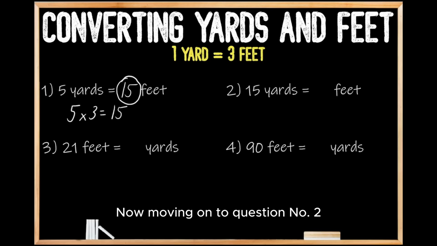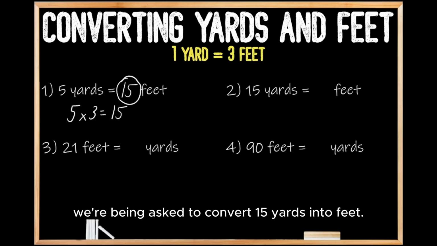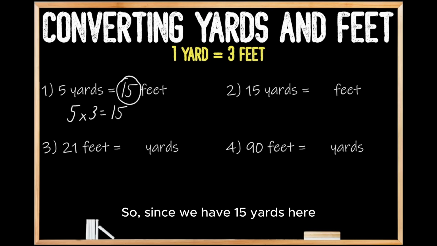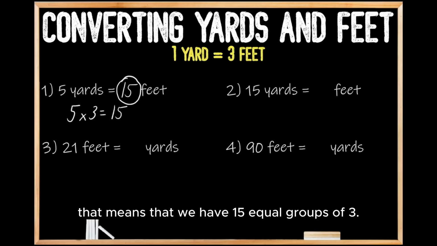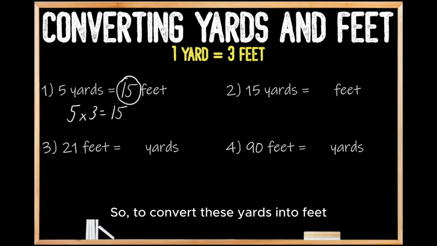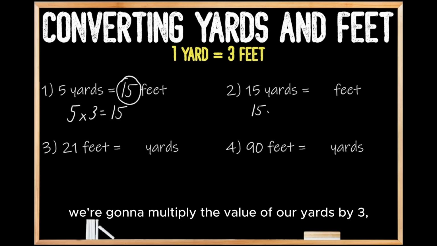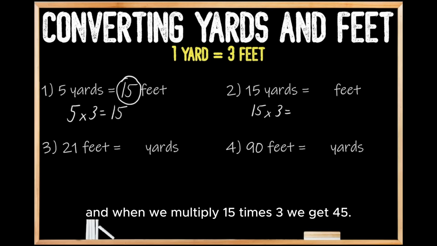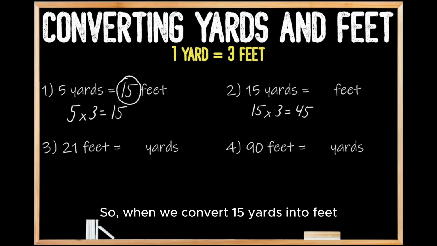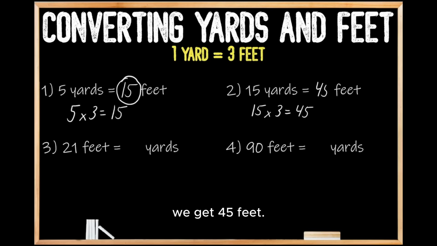Now moving on to question number 2, where this time we're being asked to convert 15 yards into feet. So since we have 15 yards here, that means that we have 15 equal groups of 3. So to convert these yards into feet, we're going to multiply the value of our yards by 3. And when we multiply 15 times 3, we get 45. So when we convert 15 yards into feet, we get 45 feet.